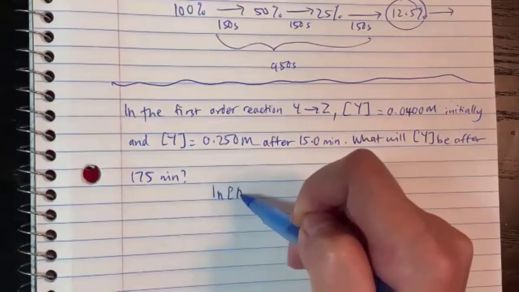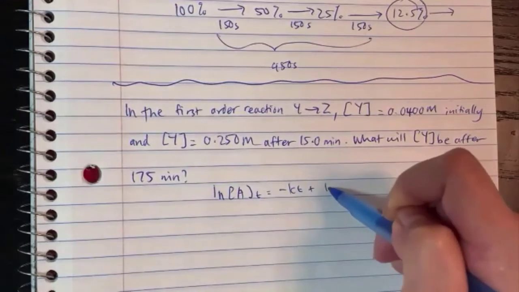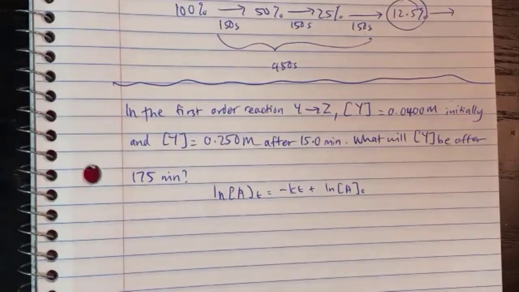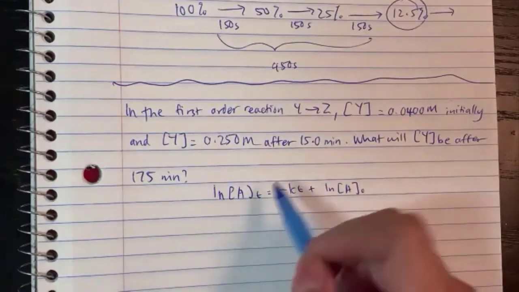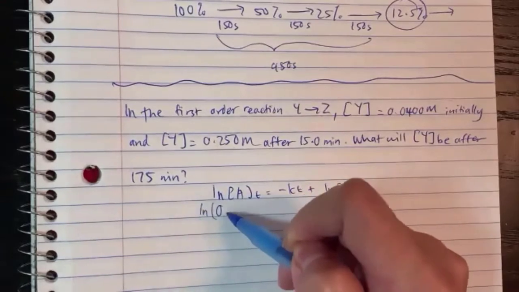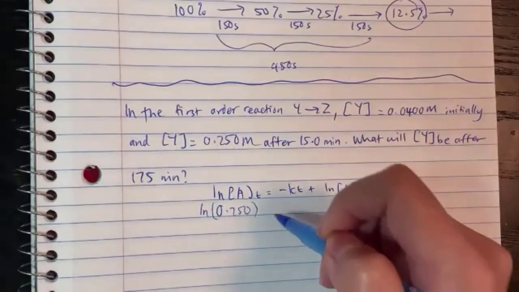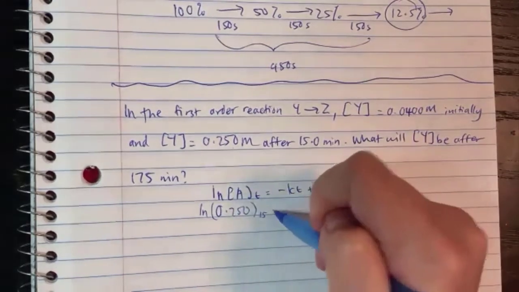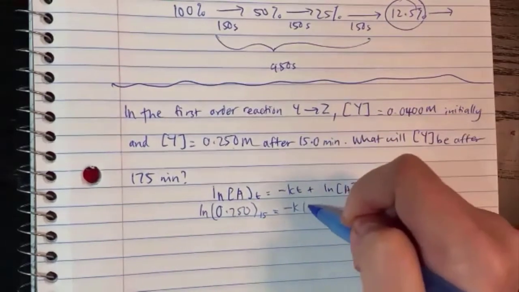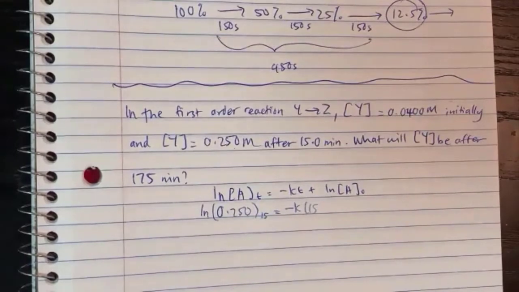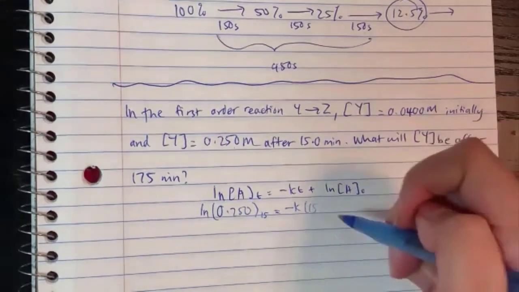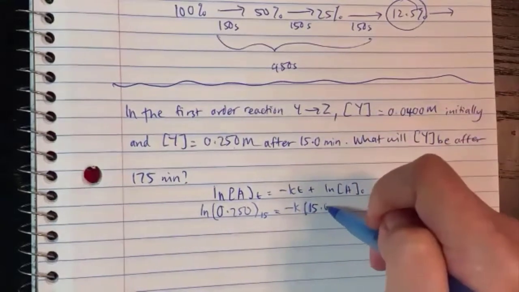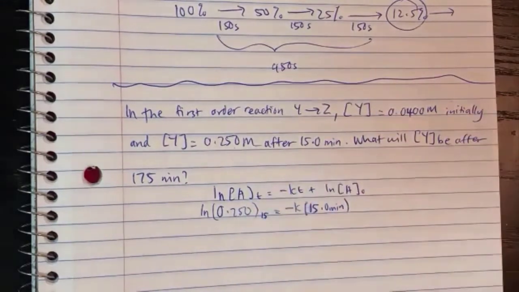So let's go ahead and write the equation down. ln A_t equals minus kt plus ln A naught. Let's plug it in. This one's 0.25, so ln 0.25 at time t, which is at 15 minutes. I'll write 15 here, and then minus k, I don't know what k is, times 15. Okay, I have to change pen, it's dying. 15 minutes.